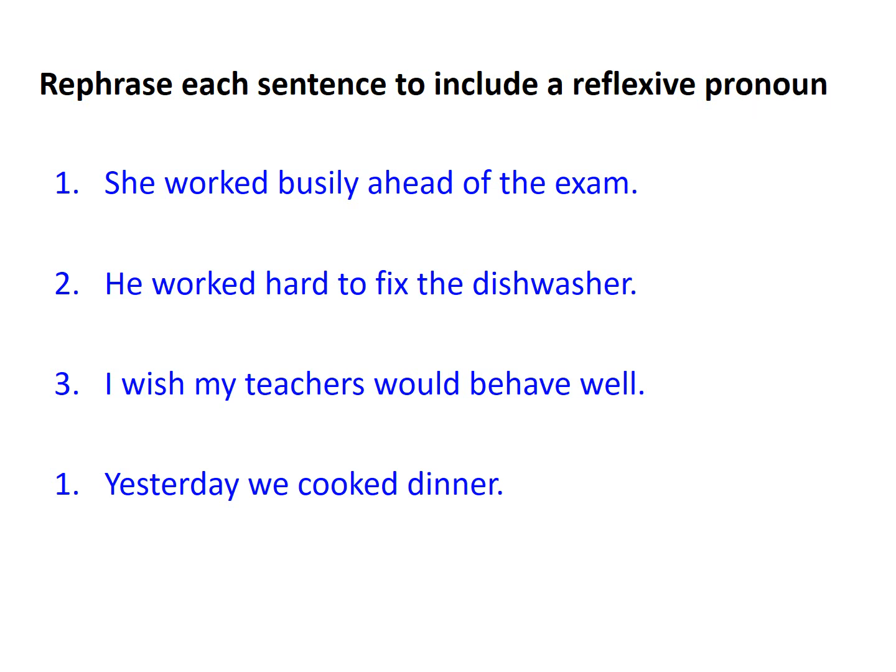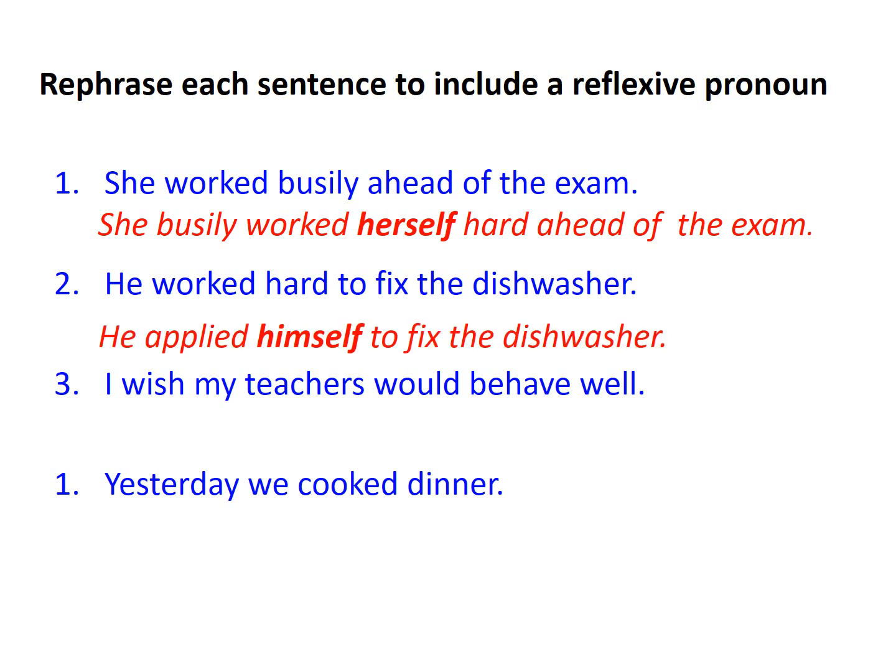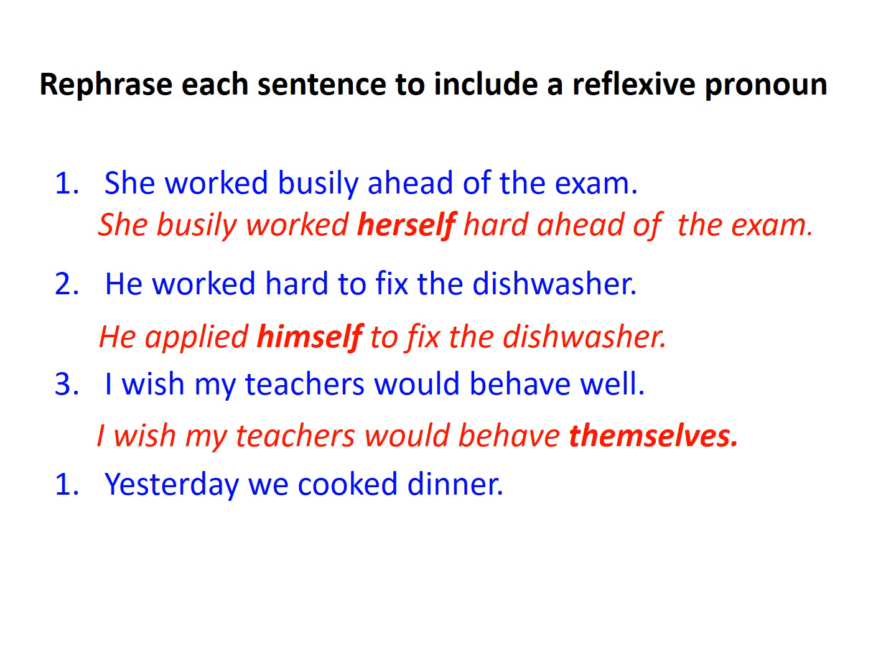So, how did you do? In order to emphasize that she is both the subject and the object of our sentence, I would say she busily worked herself hard ahead of the exam. For sentence number 2, which is in the third person, I would say he applied himself to fix the dishwasher. For number 3, as opposed to saying I wish my teachers would behave well, I would say I wish my teachers would behave themselves. And finally, as opposed to saying yesterday we cooked dinner, I'm making it clear yesterday we cooked dinner for ourselves.